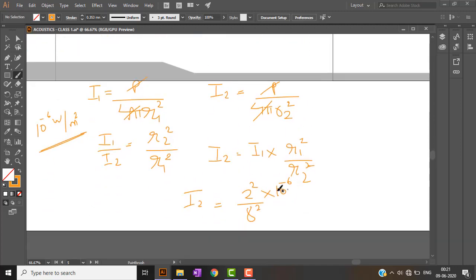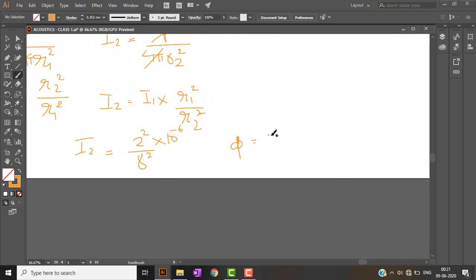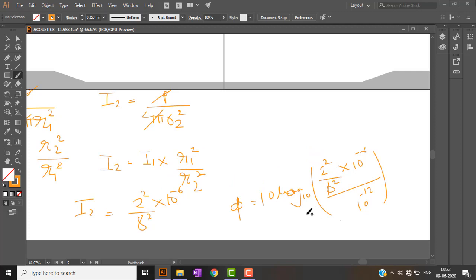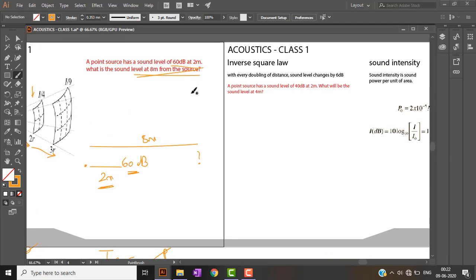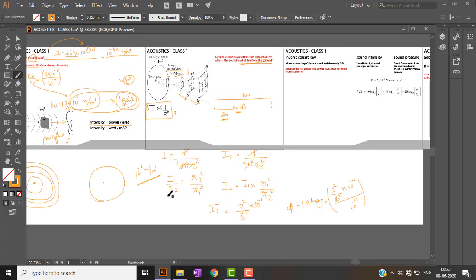In order to find the sound intensity level, that is beta, substitute this. So 10 log of 2 square divided by 8 square into 10 raised to minus 6, the whole divided by 10 raised to minus 12 watt per meter square. Solving this equation, you will get the answer for the sound level at 8 meters from the source. It's very easy. All you have to do is remember this derivation: I1 by I2 is equal to R2 square by R1 square.